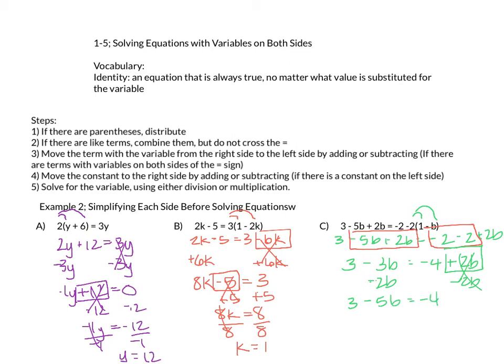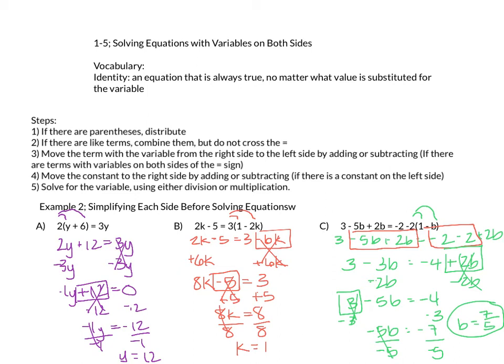Next step says to move the constant to the right side. So the constant on the left side right now is positive 3, so we need to move that to the right side by subtraction. These cancel, and I get negative 5b equals negative 7. Then I have to divide each side by negative 5. These cancel, and b equals 7/5, and I want it left as a fraction, not as a decimal.